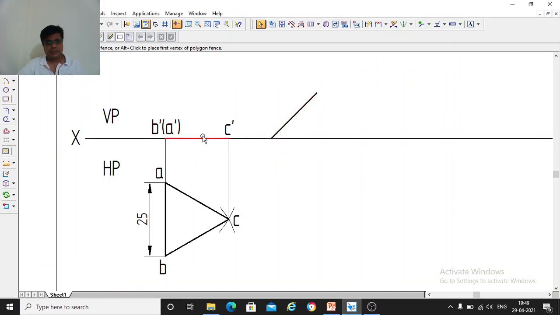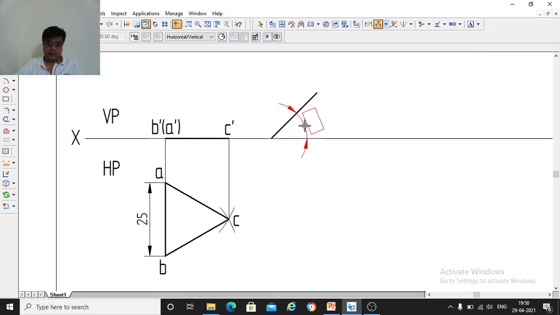And the size of this BC is not 25. In the front view it will not be 25, so measure this length, how much it is. The same length you should draw here at 45 degrees. The top view BC is true size, 25 mm, but when you project it on the vertical plane, the length BC will be reduced, it will be smaller. So measure how much it is, take your compass and draw that line at 45 degrees. Once you have drawn this 45 degrees, you can give the dimension angle of this front view to the vertical plane, to the XY line.